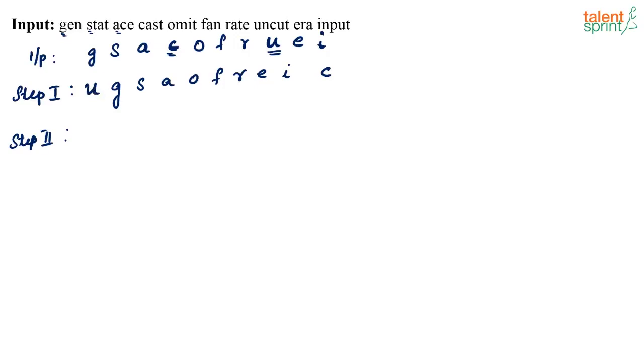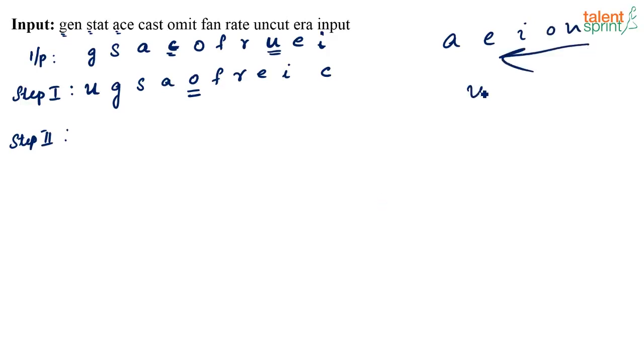After U, what should come? See, if you look at the vowels, you have A, E, I, O, U, correct? So after U it should be O. I am going in the descending order. I hope you understand. See, words starting with A, E, I, O and U. Basically I am going to arrange them in the decreasing order.